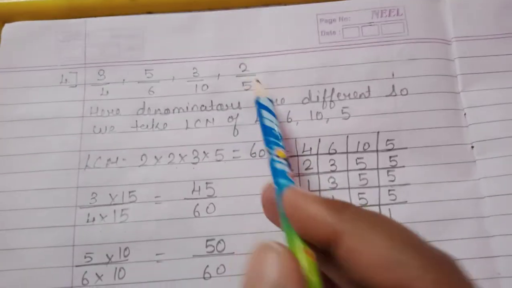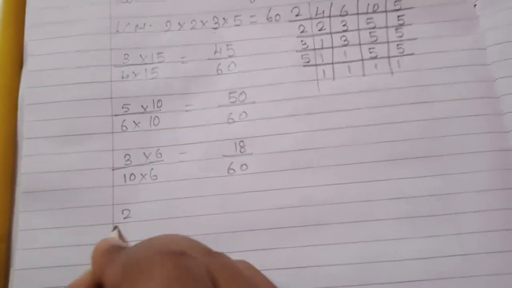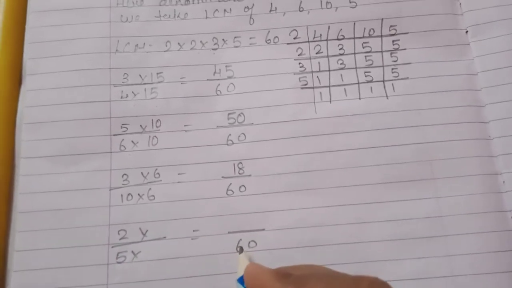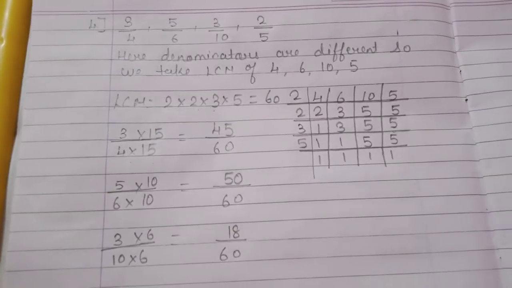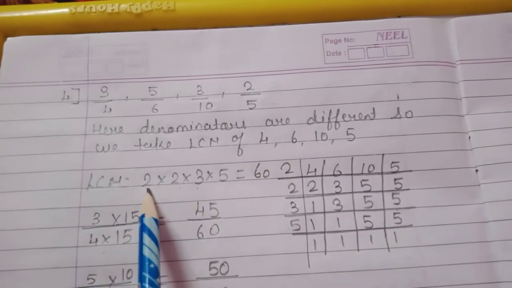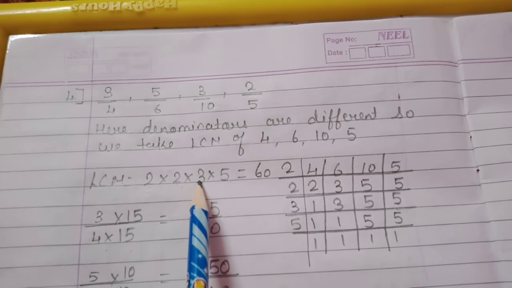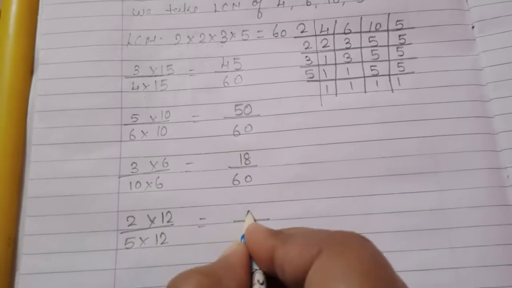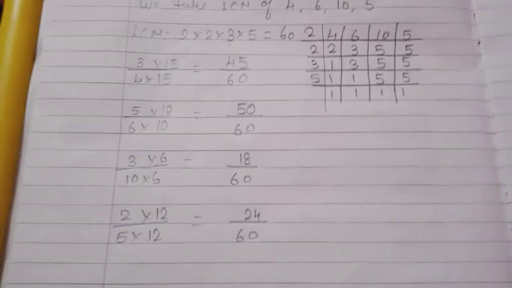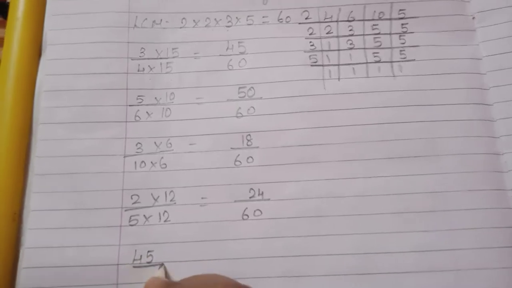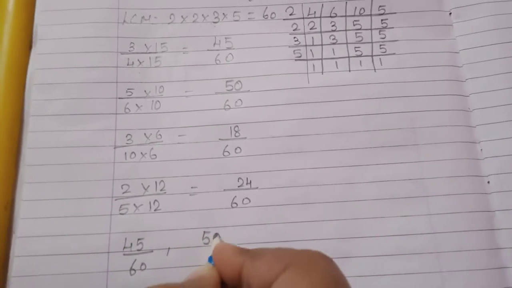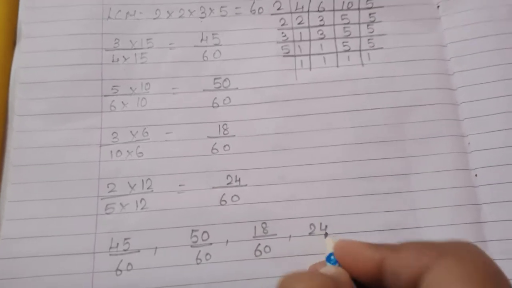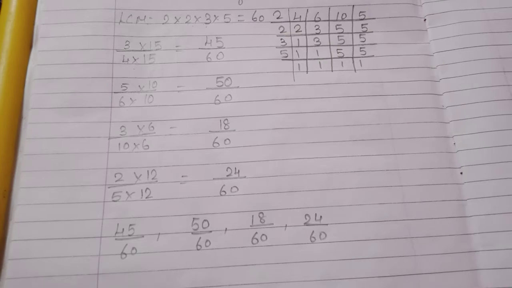Now next one is 2 upon 5. So here we want denominator 60. So 5 is there. So remaining all numbers we will take. 2 2s are 4, 4 3s are 12. So we will multiply with 12. So 12 2s are 24. So 45 upon 60, 50 upon 60, 18 upon 60, 24 upon 60. So here all the denominators become the same, 60.